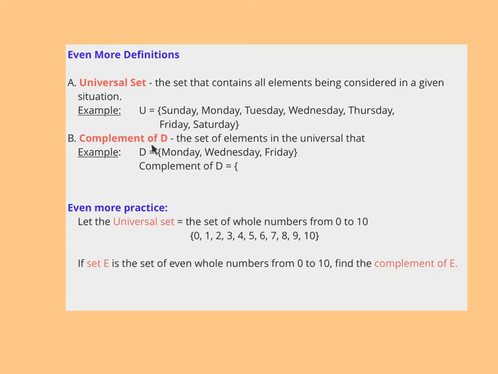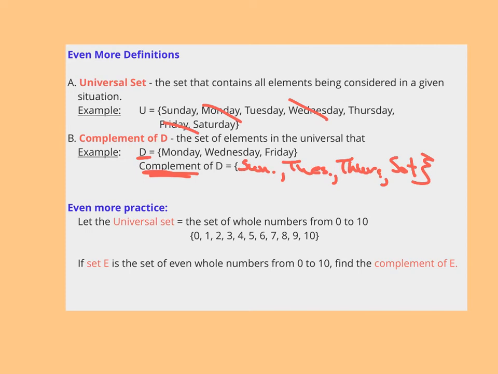Then we have something that's called the complement. The complement of D would be the set of elements that are in the universal set that are not in our particular set. So the complement of D is everything left over. So here's my set D, Monday, Wednesday, Friday. The complement of D would be all the other days of the week left over from my universal set. So because set D contains Monday, Wednesday, and Friday, my complement of D would be Sunday, Tuesday, Thursday, and Saturday. I should be able to take the sets in set D and the complement of D, and if I put those two sets together, they should give me my universal set.